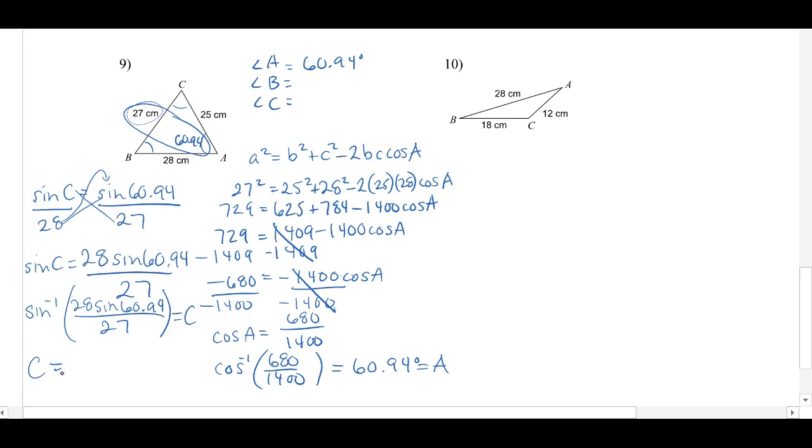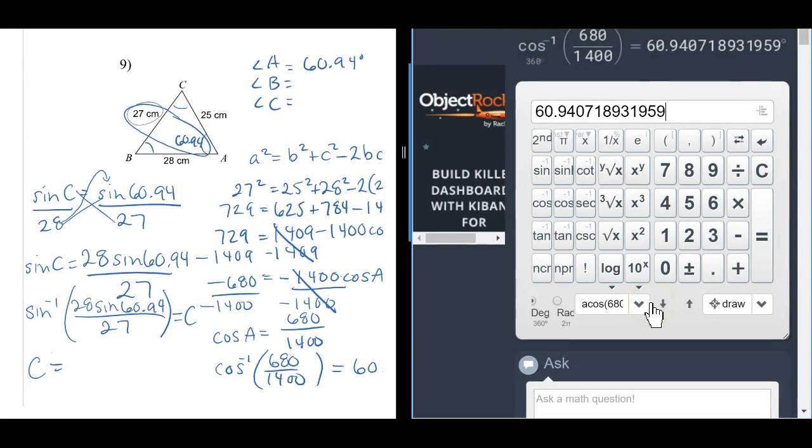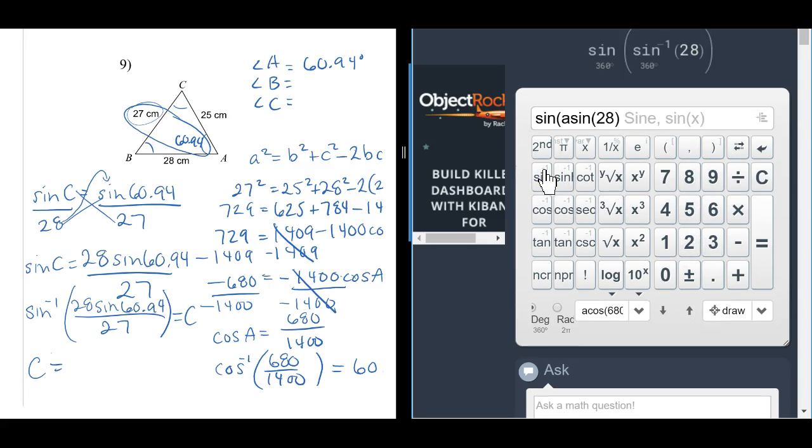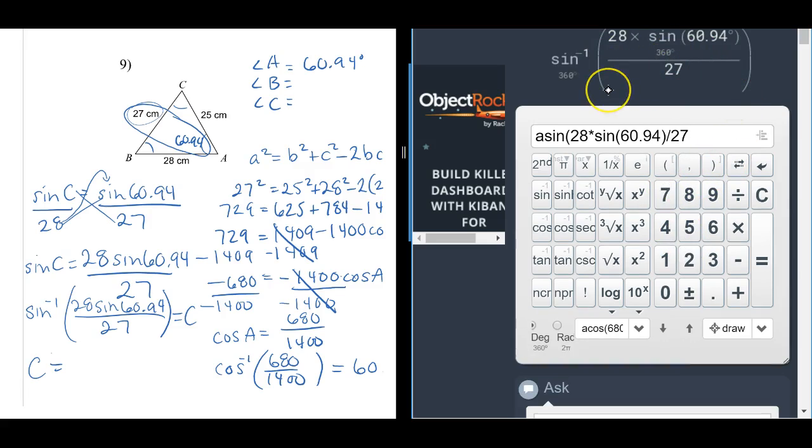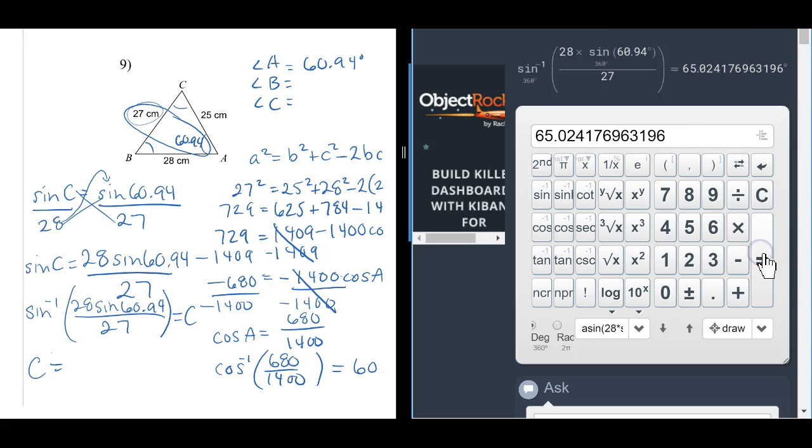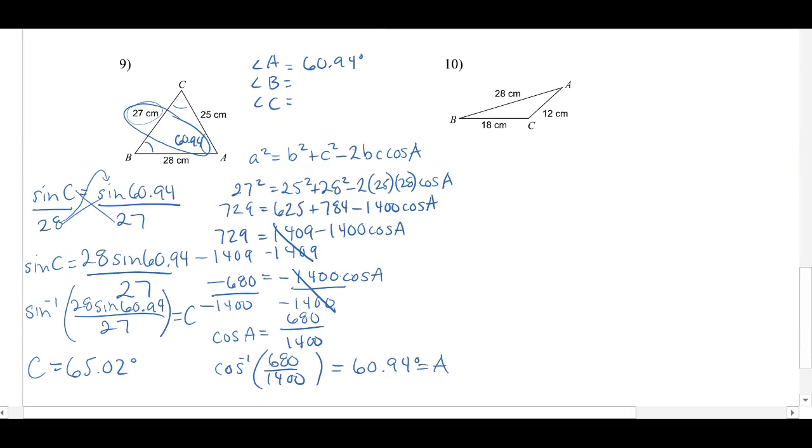Okay, so C, let's punch that in. It's sine inverse of 28, let's clear this. Remember we need to do arc sine on this calculator. Turn the second off, and 28 times sine, not the sine of 28, then sine of 60.94, and then divide by 27. Then verify up top to make sure that looks like what you set up in your problem, and it does. So that equals 65.02 degrees. Now let's write that up here.